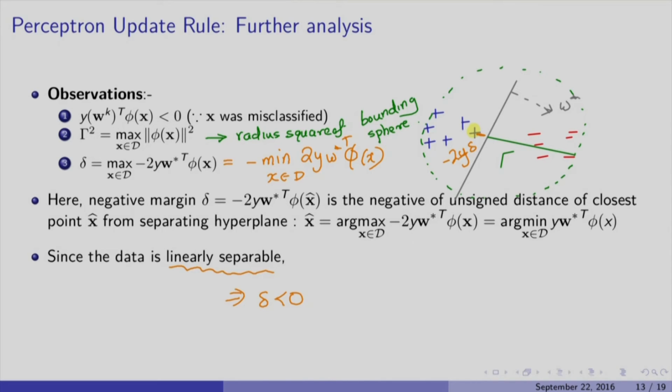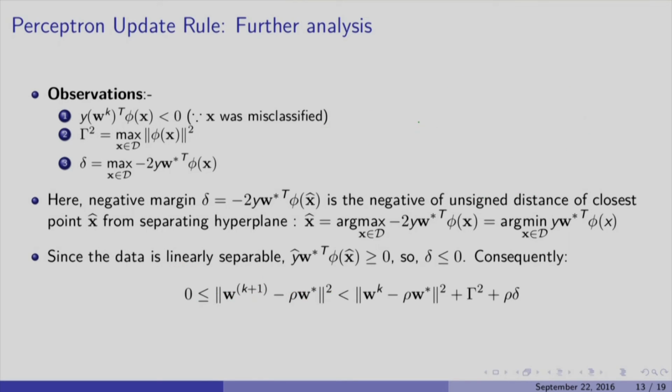So we have already seen that since the data is linearly separable, delta should be less than or equal to 0. Making the required substitutions, we get that the norm of wk plus 1 minus rho w star square is less than the norm of wk minus rho w star square plus gamma square, which is the upper bound on the norm of phi x square, and rho basically came from our rho w star.